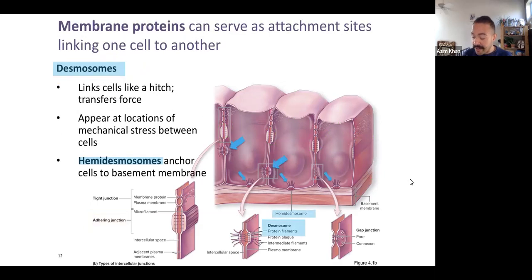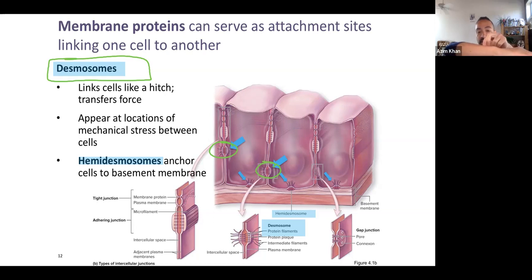Our next example is a desmosome. A desmosome is a much tighter link. Adhering junction was lightly sticky. Desmosomes are like hitches on a truck or a train. When you're pulling something with a truck, like a U-Haul trailer, you want that link to be very secure. You don't want that to just fall off because, yeah, that would be bad.